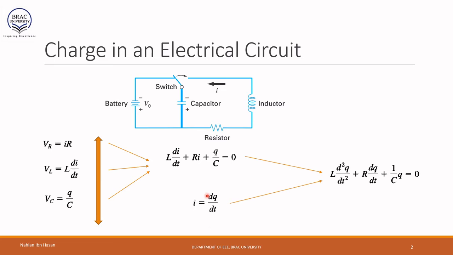If we substitute I equal to dq by dt within this equation, then we will get this differential equation. In this differential equation there is only one independent variable, that is charge Q, and all of the other terms are known. The capacitor, the resistor, and the inductor values are already known. So the variable we have to calculate is the charge. This is a second order ordinary differential equation, so we have to solve this equation numerically to find the charge Q.